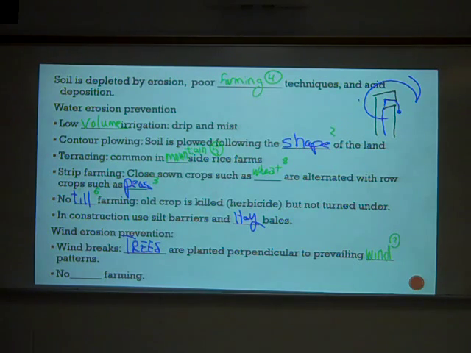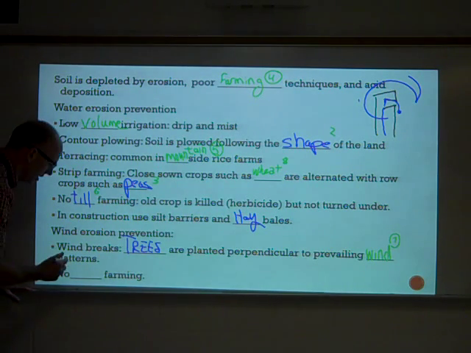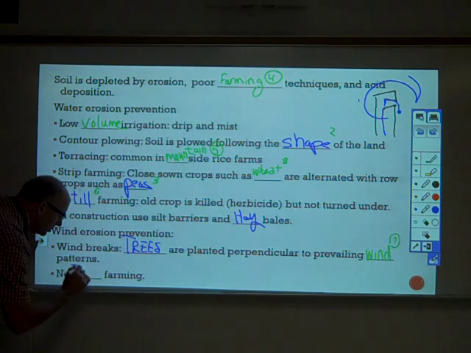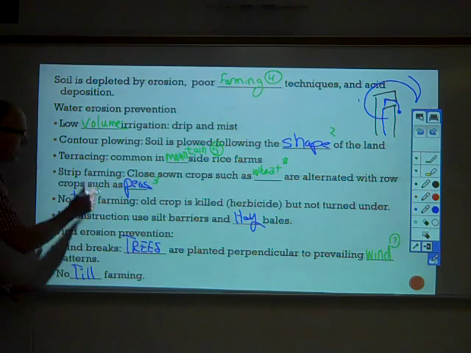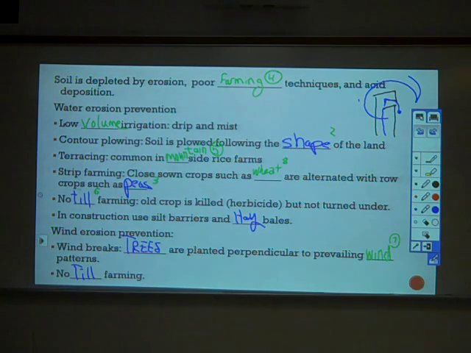As a matter of fact, in China, they've got a huge project that's doing that now, because it is a big problem in China. And also, no-till farming. Just like with water erosion, no-till farming is going to reduce the amount of wind erosion as well.